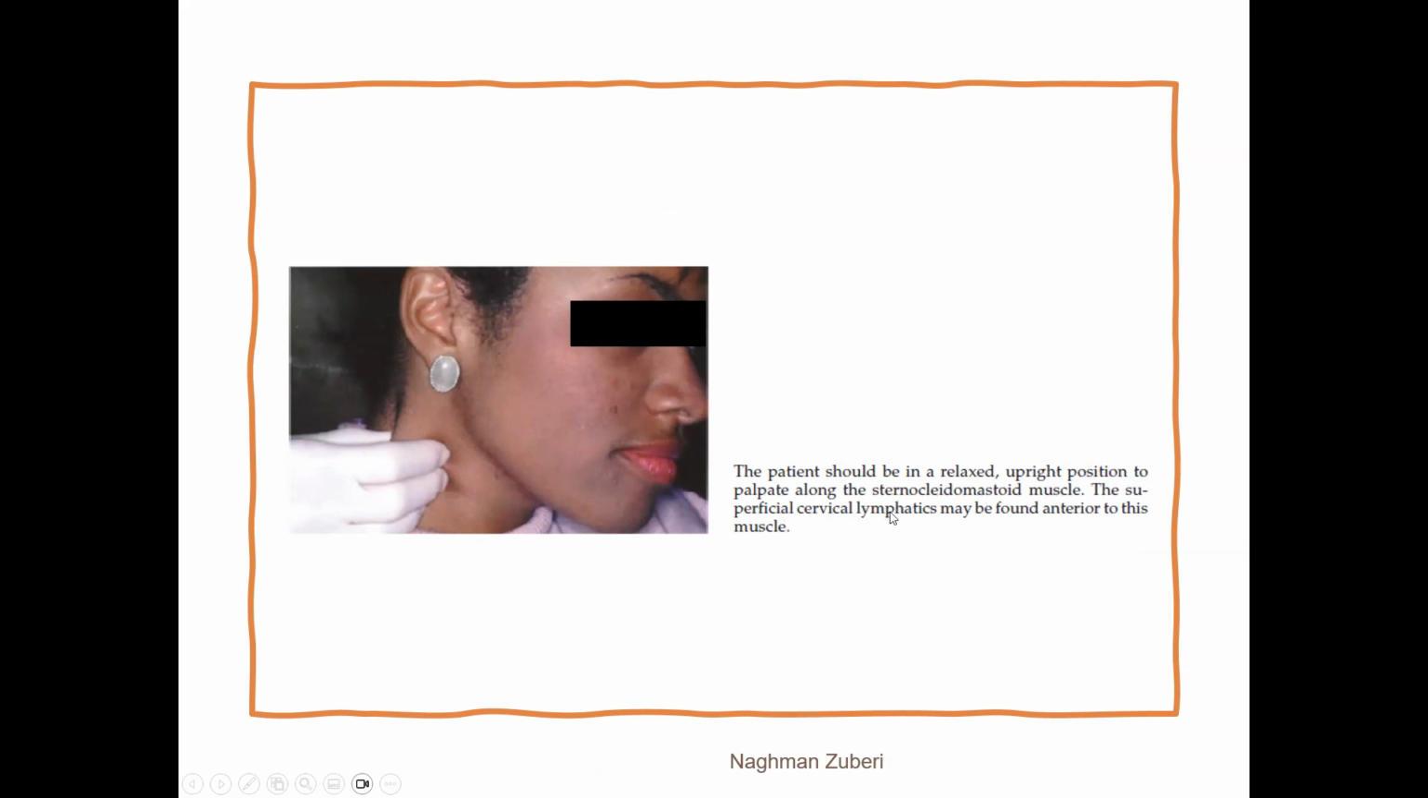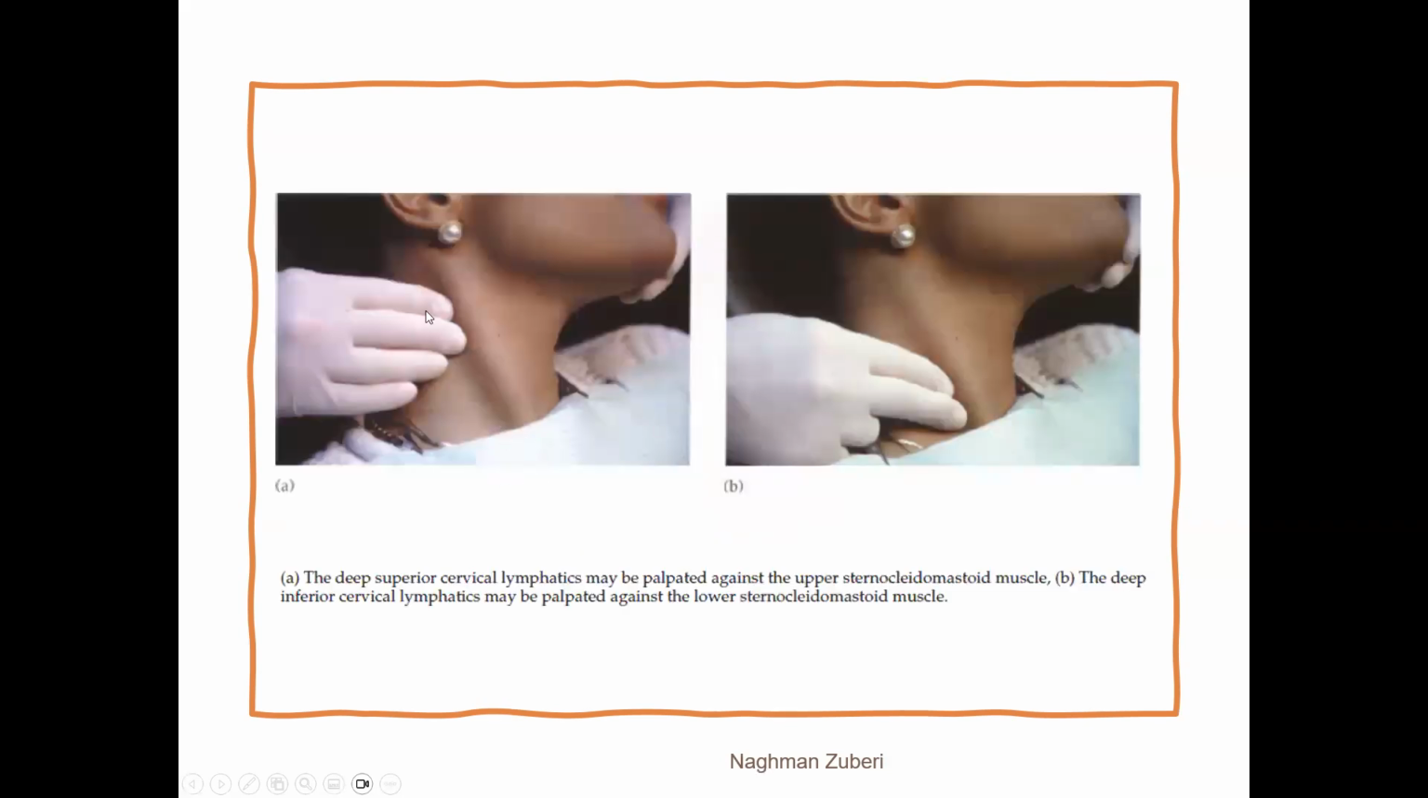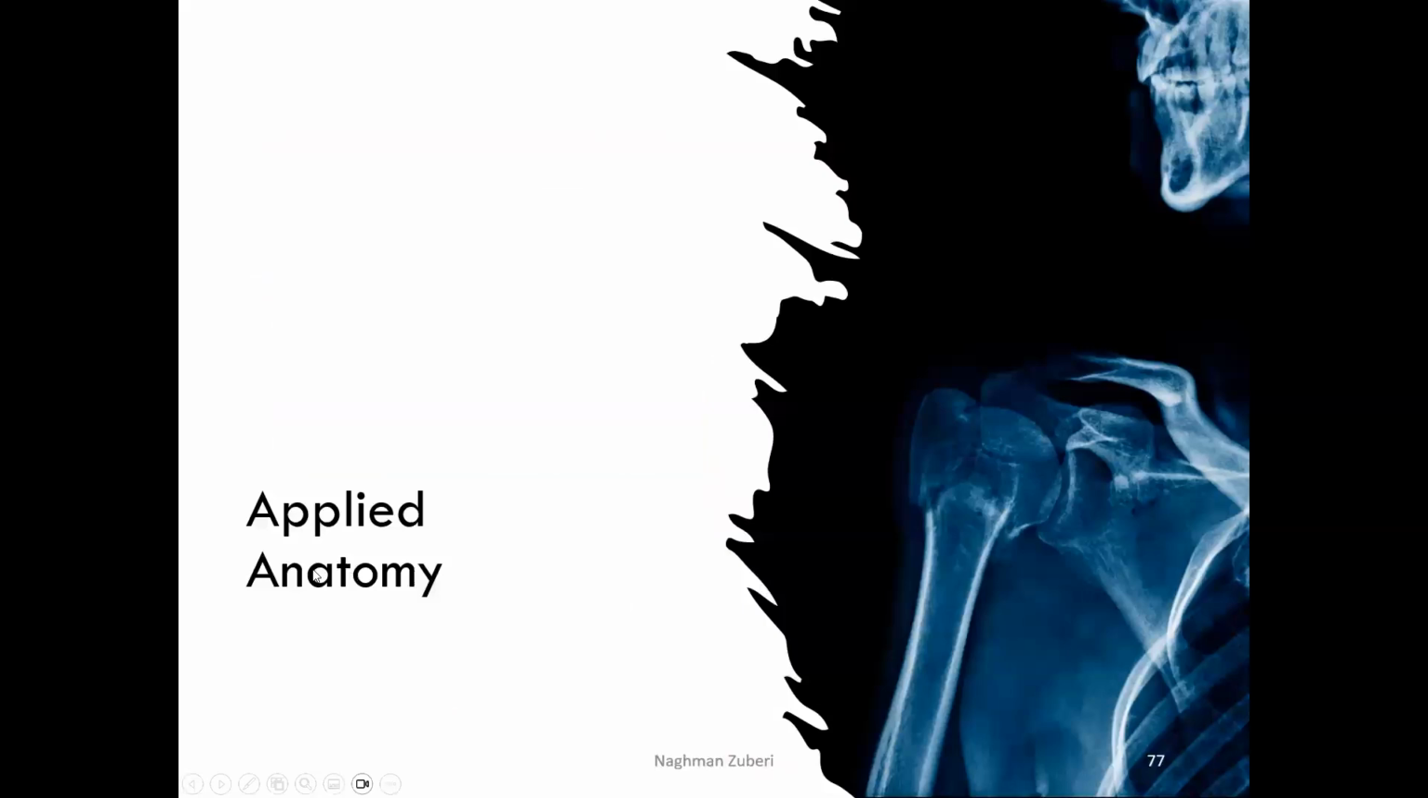The superficial cervical lymphatics would be found anterior to this muscle. Then posterior to this muscle, the deep cervical lymphatics will be palpated, and the deep inferior cervical lymphatics may also be palpated against the lower posterior border of the sternocleidomastoid muscle.